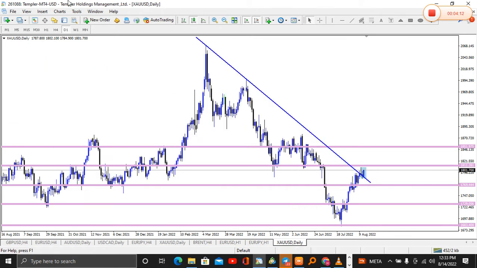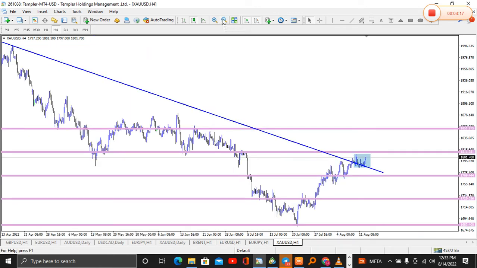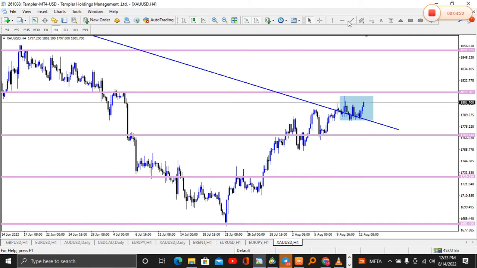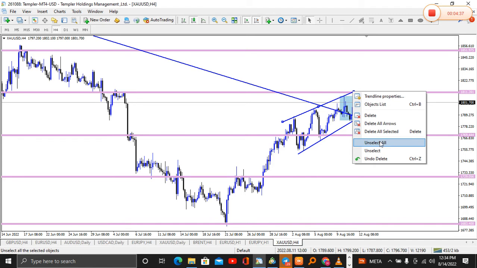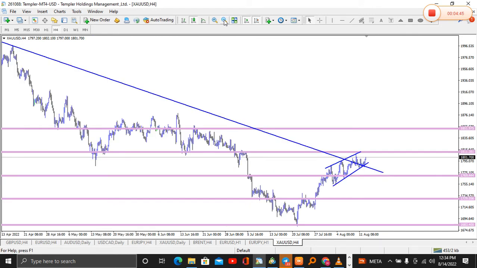Now I'm going to scroll down to the lower time frame, which is the 4-hour, to see where gold is heading. Now if I try to cater for our support trend line and resistance trend line, you see gold has a rising wedge in an uptrend. When you come around a rising wedge in an uptrend, that is another clear indication that the trend is still rising in that same direction.